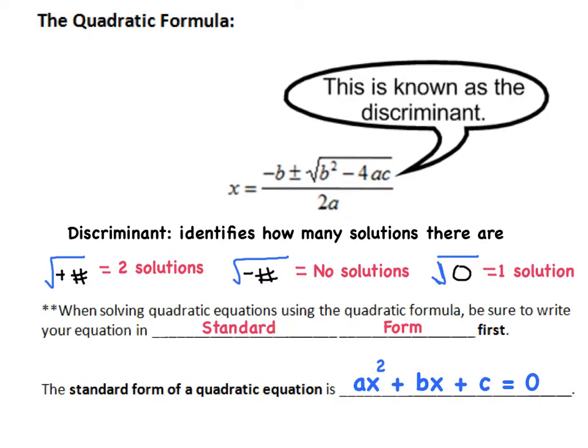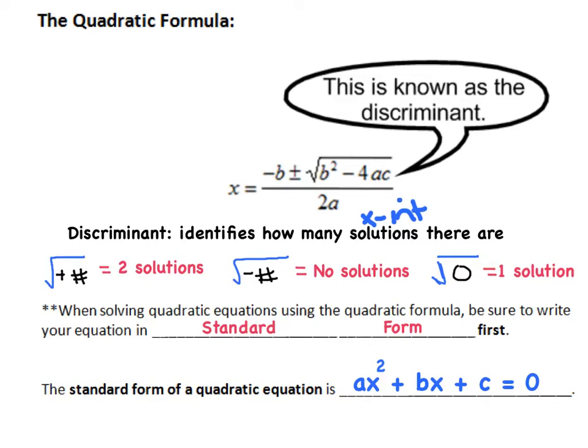Now this part right here, the square root part, the b squared minus 4ac, is also known as the discriminant. Now the discriminant here identifies how many solutions there are going to be. And remember when we talked about solutions, we're talking about x-intercepts. Okay, so you might want to make sure you write that down. Remember, we have other words that mean x-intercepts. For examples, we have zeros, we have roots, okay, solutions, and x-intercepts. All of those mean the same thing.